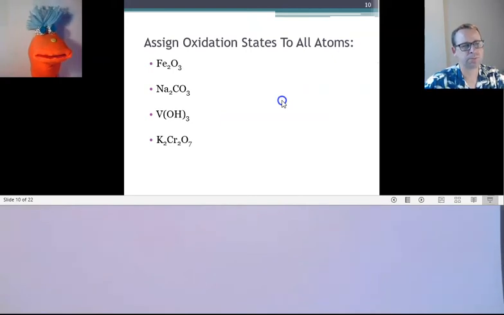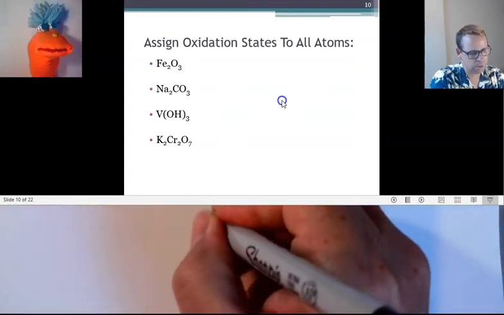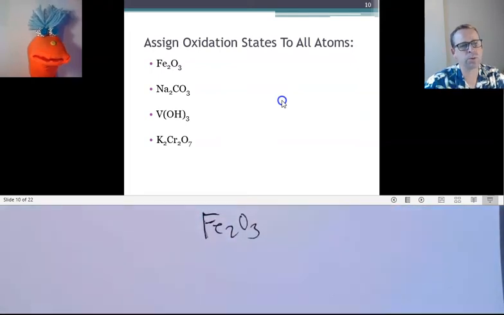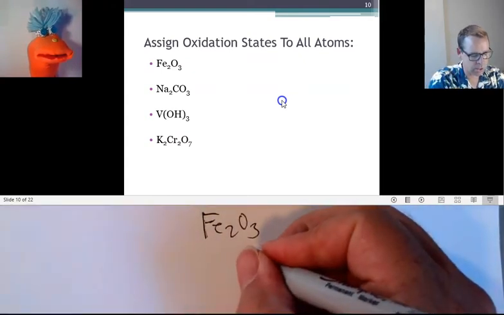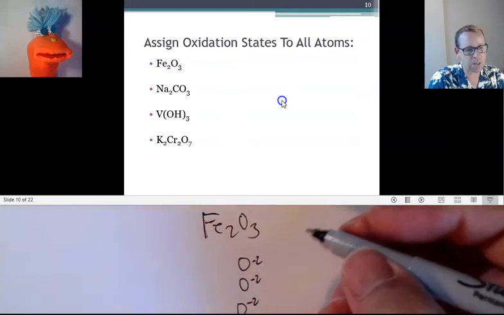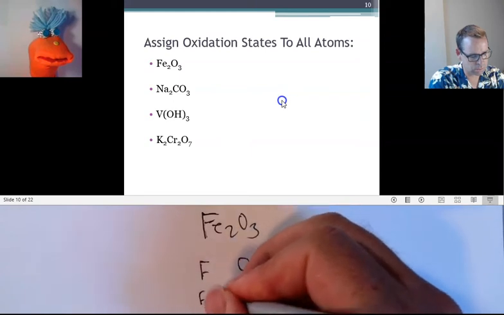So, here's an example. Can we assign the oxidation states to all these atoms? I'm not sure what that means. Well, let's look at our Fe2O3, right? Fe2O3. Our rules, do we have any rules? Oxygen's -2. Okay, oxygen is -2. So we can say I have 3 oxygens. All of them are -2. How many irons? 2 irons. Each iron is what?